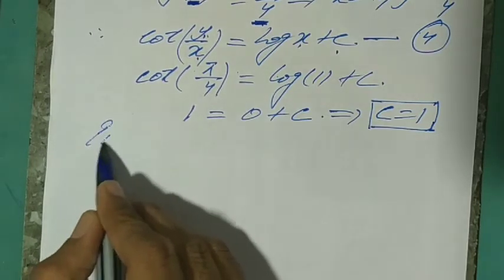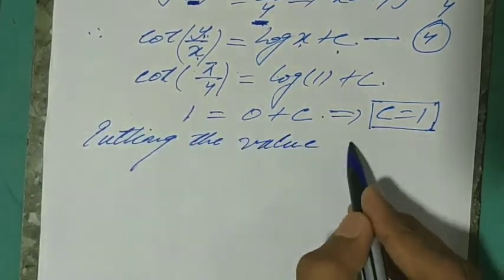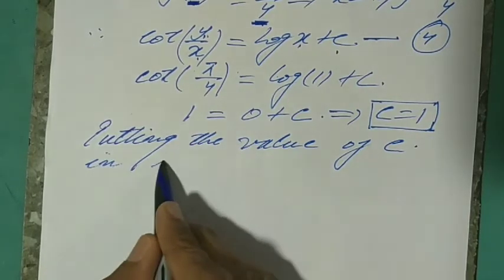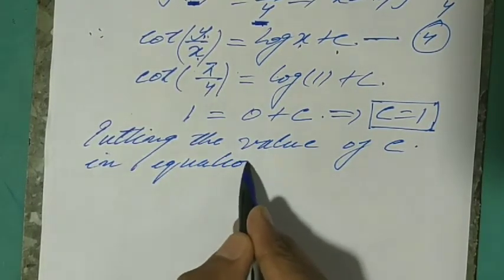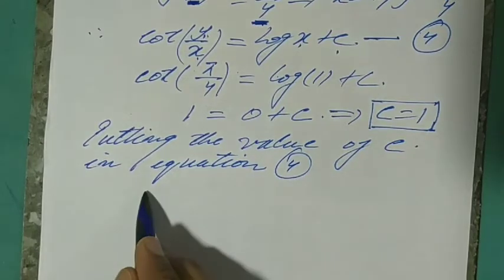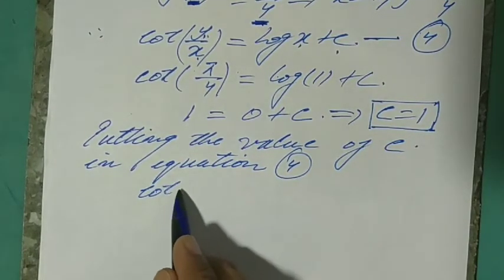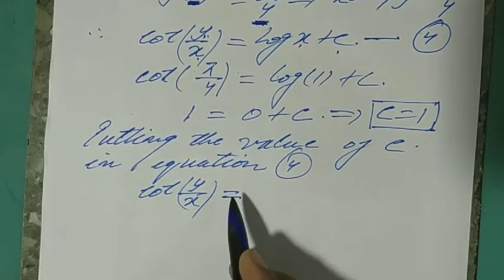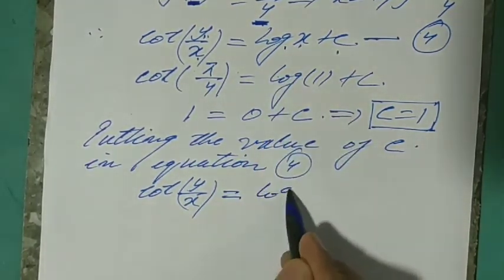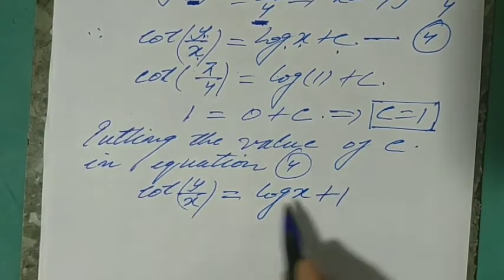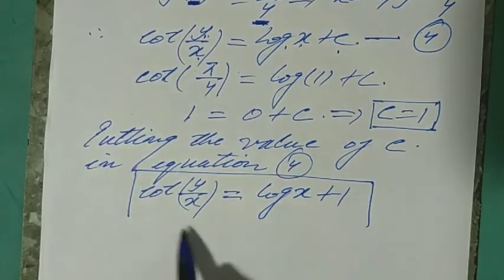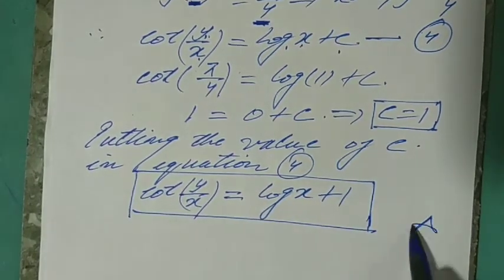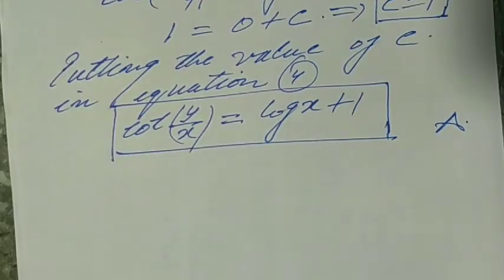So putting the value of c in equation 4, we get cot y upon x is equal to log x plus 1, and that is your final solution. So here I have given 3 examples to make you understand better. I hope you have understood the concept.